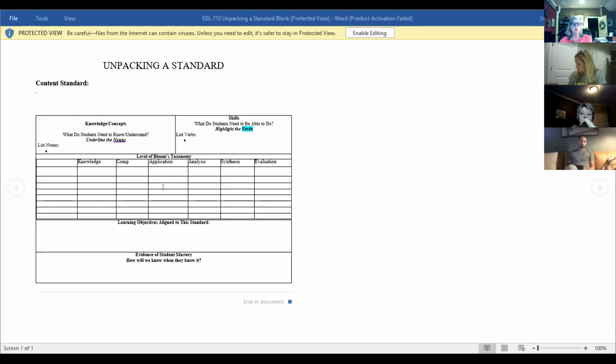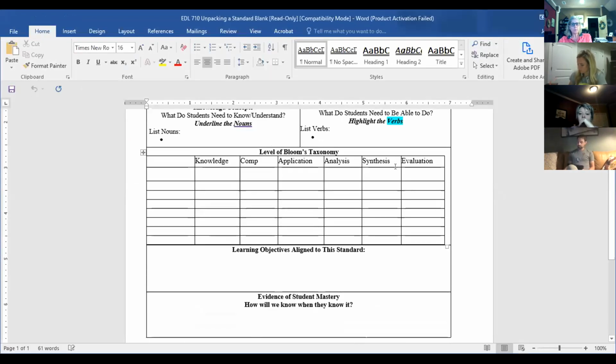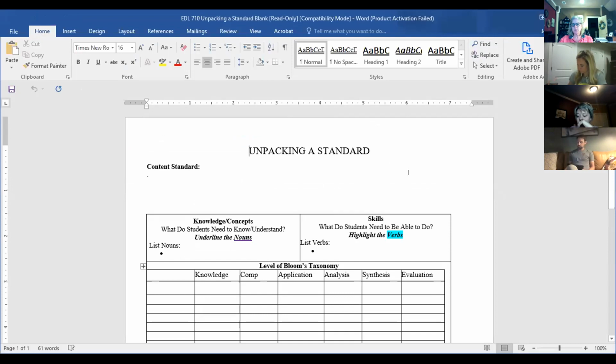Okay, so this is the template that you're going to use to unpack a standard, and I'll walk you through that here in just a minute if it'll let me. Basically what you're going to do is go through and choose a standard, or standards I should say, from either the grade level you teach, or you want to do another one, whatever. It can be from any state, any system, etc. It does not matter. But what you're going to do is list the standard, then break it down by nouns and by verbs.